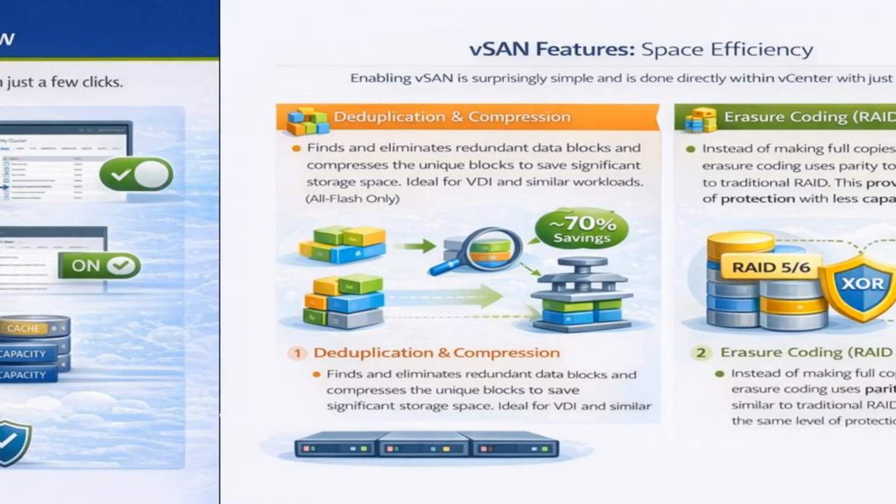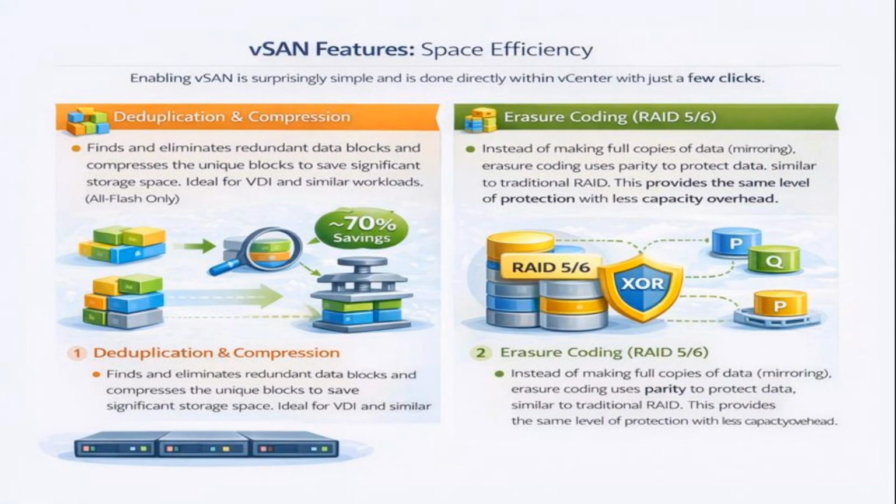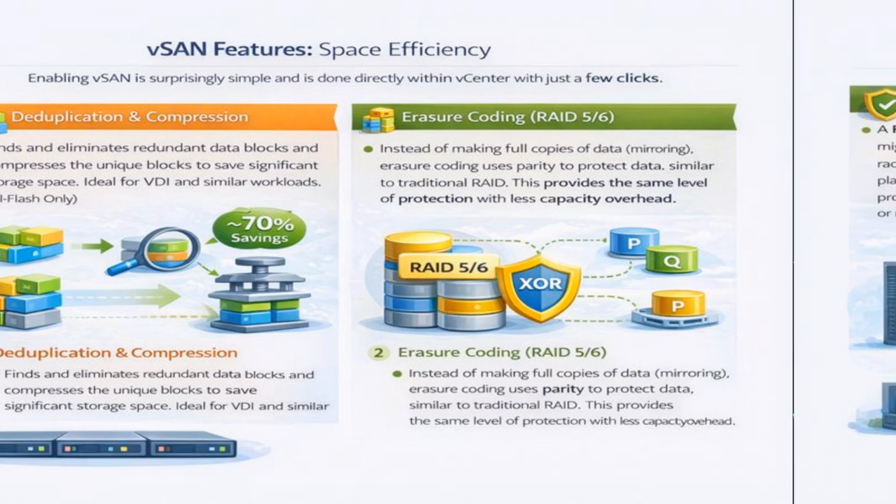vSAN features: space efficiency. Deduplication and compression removes duplicate data and compresses unique blocks to save storage space. Best for VDI and similar workloads, all flash only. Erasure coding, RAID 5/6, uses parity instead of full data copies, providing fault tolerance with lower capacity overhead than mirroring. In short, vSAN improves storage efficiency by reducing duplicate data and using smarter data protection methods.